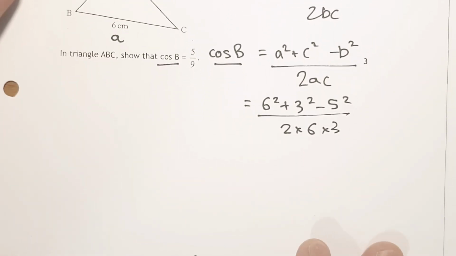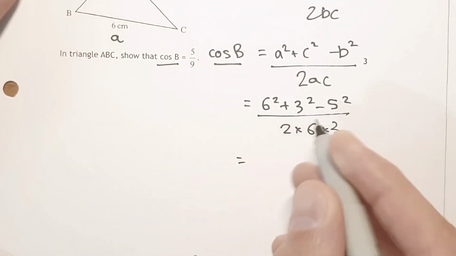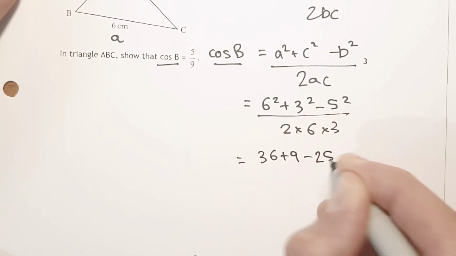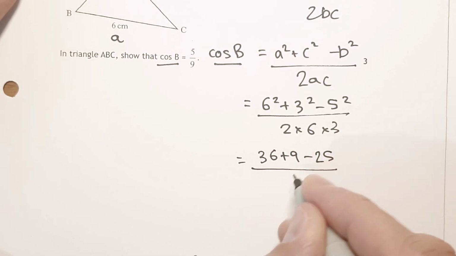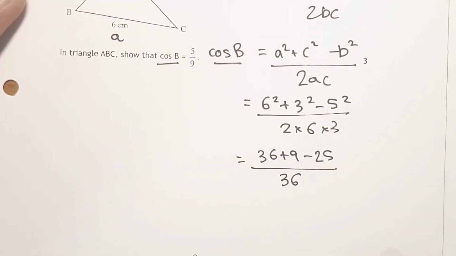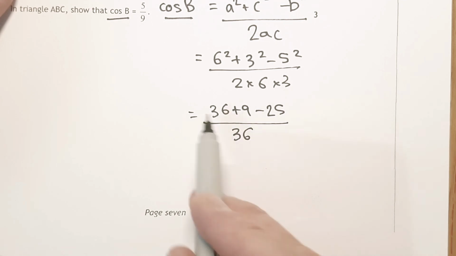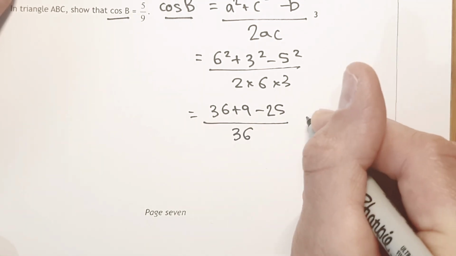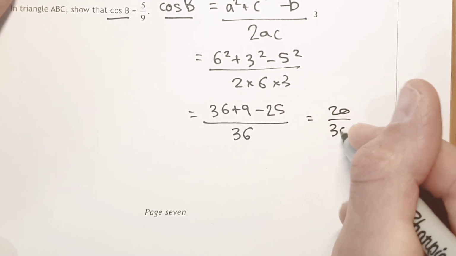So if we tidy all that up, it's 36 plus 9 minus 25 over 2 times 6, or 12, times 3 is 36. Now, you might think you can cancel those, but you can't. It's not a common factor. We've got to add all that together, and then you've got to see if there's any common factors after that. So 36 add 9 is going to be 45. 45 take away 25 is 20. So we're going to get 20 over 36.